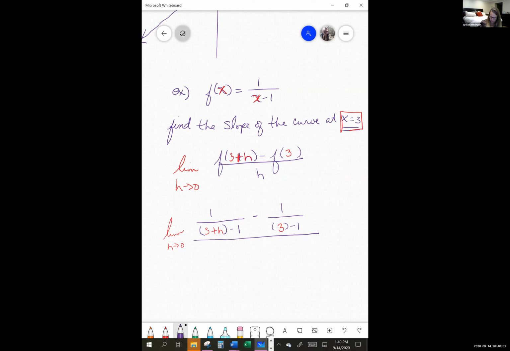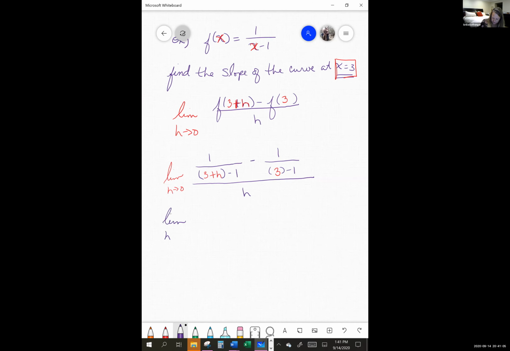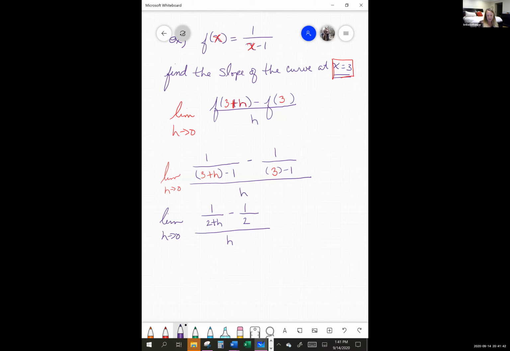Now we put this whole thing all over h. So we can simplify a little bit. So the limit, h goes to 0. Here, my first fraction in the numerator, I have 1 over, well, 3 plus h minus 1. 3 minus 1, so this is 2 plus h in the denominator, minus 1 over 3 minus 1 in the denominator here is 2. All over h. Again, if you plug in 0 here, you get 1 half minus 1 half, which is 0 all over 0, which is an indeterminate form. And so recall, if you had rational or complex fractions, fractions within the fraction, another way to clear that is to multiply by a fancy one, which is the LCD of the fractions within here. It's 2 all times 2 plus h.